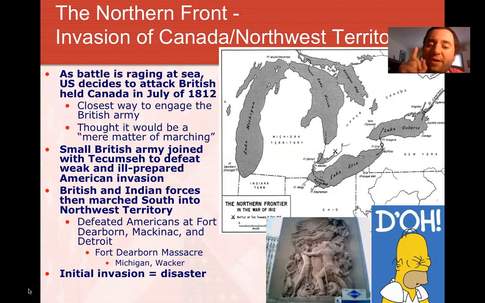They're going to defeat Americans at Fort Dearborn, Detroit. If you take a look, this is known as the Fort Dearborn Massacre. And then you have Fort, let me see what we have. You have a total of 3 forts, right? You have a total of 3 forts.